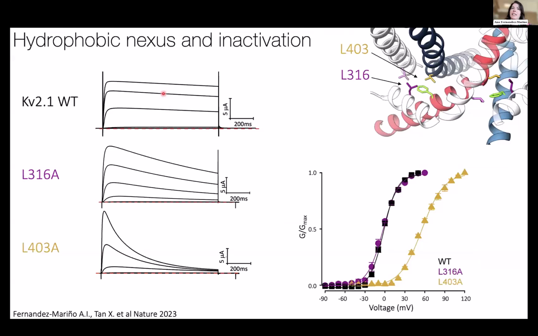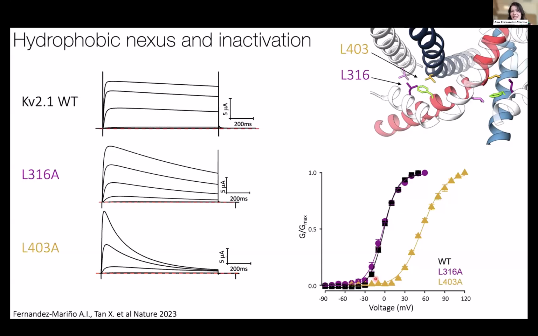Basically, when I mutated those leucines individually to alanines, I observed first of all that, within the same time scale, they inactivated a little bit faster than the wild type. And when I plotted the voltage dependence of activation of these mutants, you can see how L316A does not change the voltage dependence of activation much, but L403A shifts it to more depolarizing potentials, suggesting that this mutation is probably stabilizing the closed state as well.